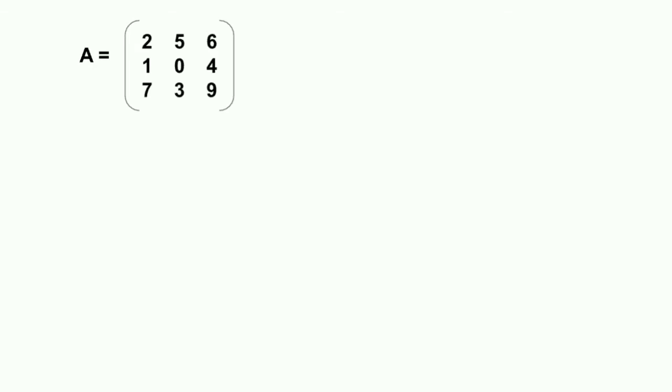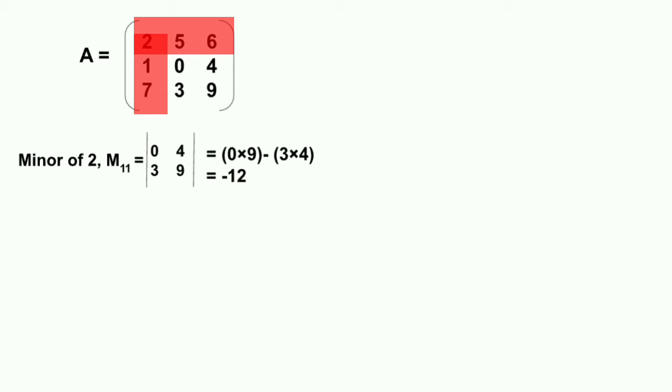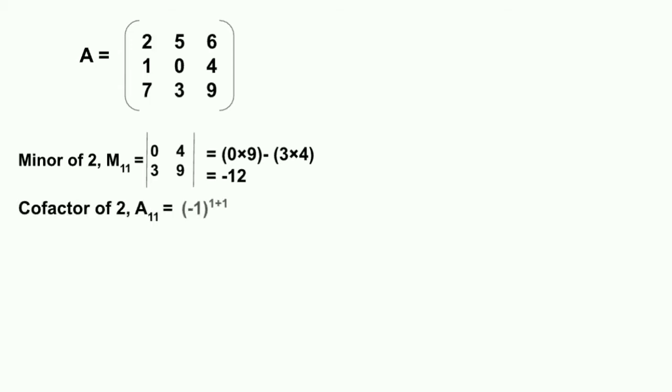First we will find the minor of 2. So we will neglect these elements. By finding the determinant of the rest of the elements, we will get the minor of 2 as -12. The row number of 2 is 1 and the column number of 2 is also 1. So the cofactor of 2 is equal to -1 to the power 1 plus 1 into the minor of 2, which is equal to -12.